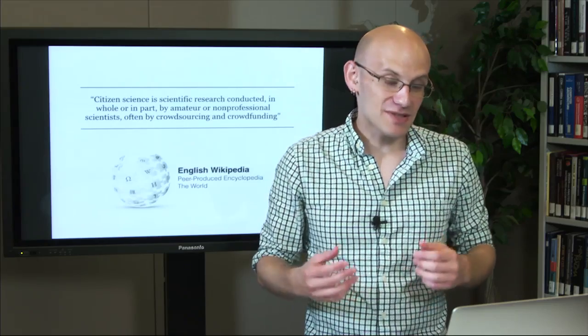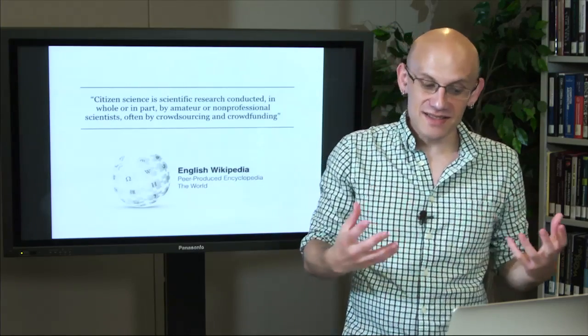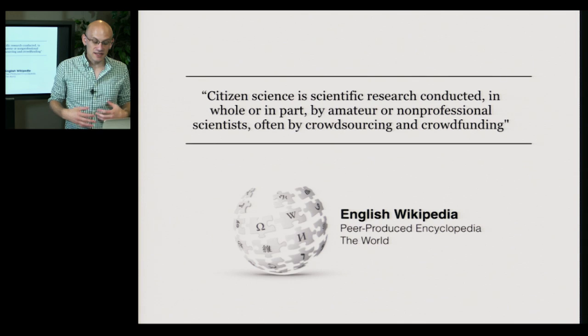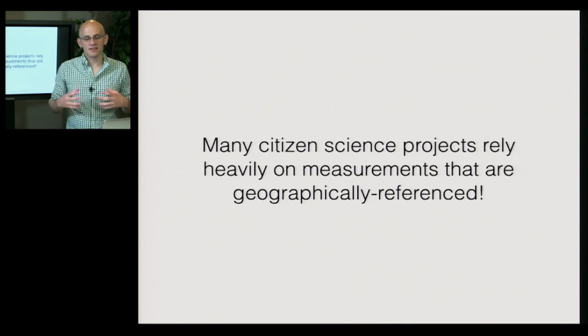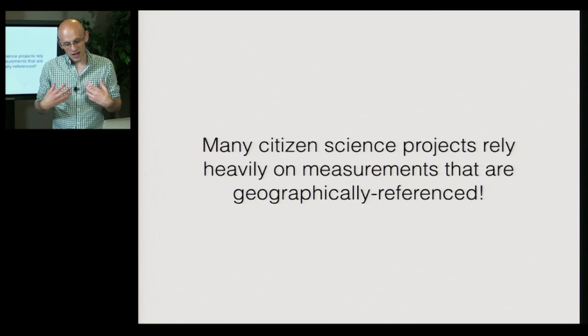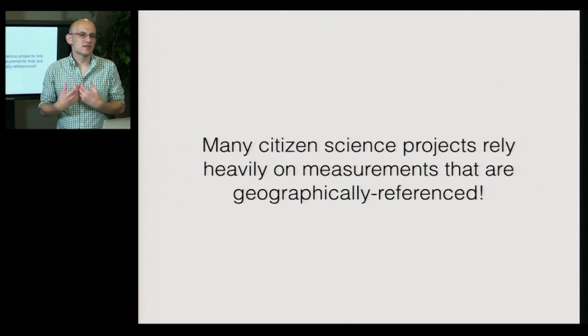And they came up with this, which I actually think is quite good. Citizen science is scientific research conducted in whole or in part by amateur or non-professional scientists, often by crowdsourcing and crowdfunding. And that's a pretty good definition. It gives you an understanding of what's going on. Some keywords here are amateur and non-professional scientists and real scientific research, so that this is legitimate scientific research. And so much of citizen science involves research projects that have some sort of geographic reference, some spatial reference.